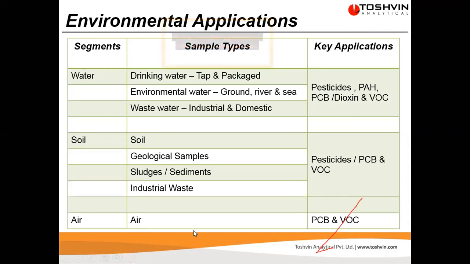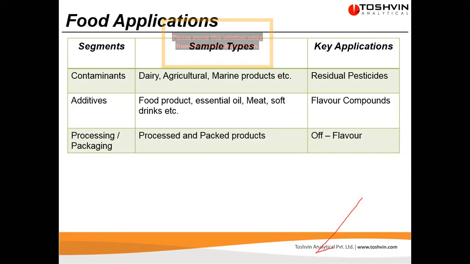And third, air. As I mentioned, the thermal desorption technique is there. Normally it is used for air monitoring. So whatever volatiles or PCBs are present in my air, I can check using the TD instrument, thermal desorption. Okay, so this is the environmental application.